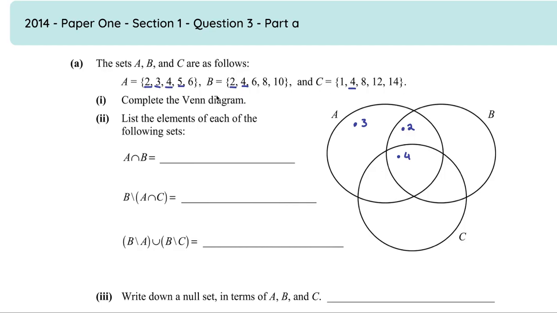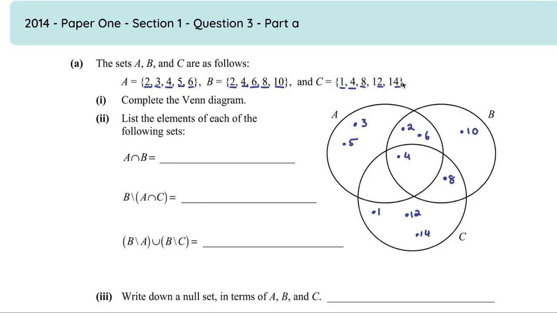5 then is going to just belong to A. 6 belongs to A and B, so I'm going to pop that in the intersection there. 8 belongs to B and C, so it's going to go into the intersection here. 10 belongs only to B, so it's going to go into this region here. The number 1 belongs to C only. 4 has been placed. 8 has been placed. 12 belongs to C only. And then 14 also belongs to C only.